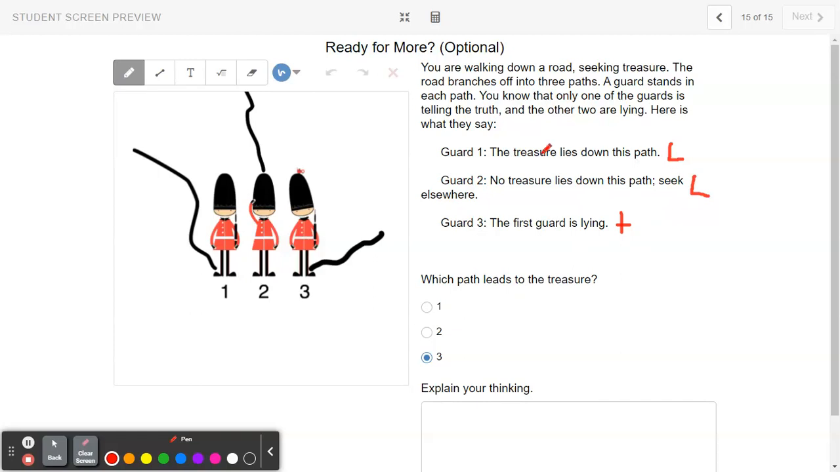So, all right, this guy's lying, which means this guy's telling the truth, right? That the first guard is lying. And that means this guy's lying, which means that there is a treasure down here. So, where's the treasure? The treasure's with guard 2. And there's your answer. As confusing as it is.